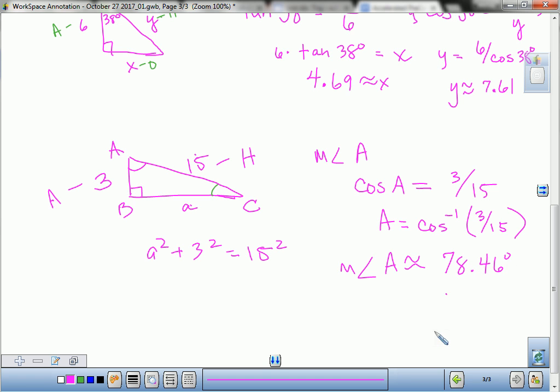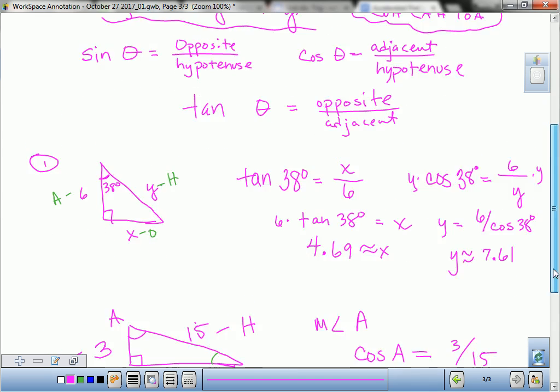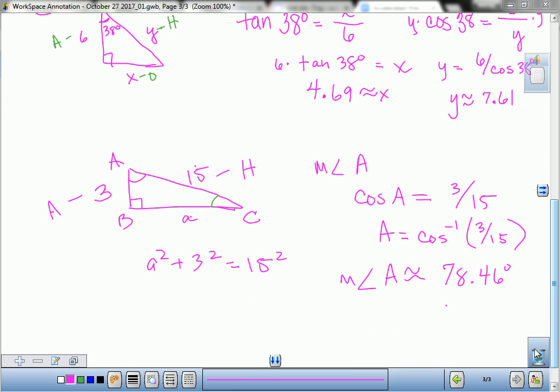Would you rather have us use A or theta for that? In this case, A, because it gives you the angle name. In this case, you were given A, so use A, if it's named.